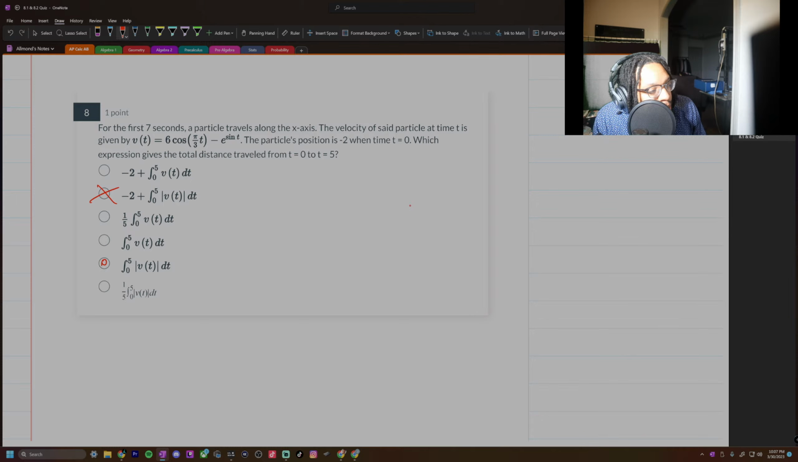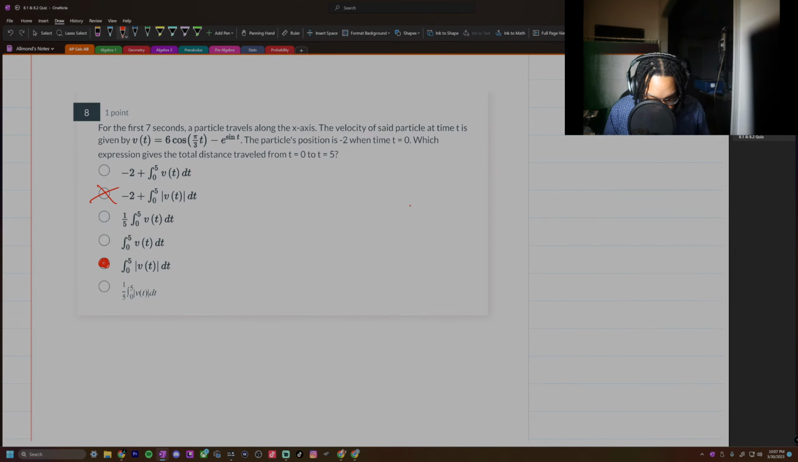So I'm going here. The last one is not it because that's kind of like an average value because of the 1/5 out front. So I'm going what? A, B, C, D, E for that one.